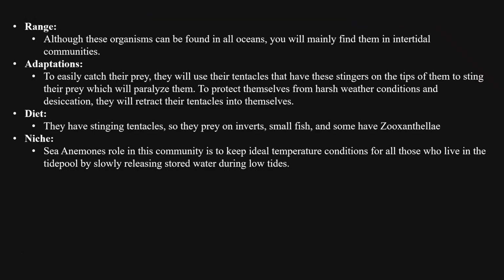They can be found in all oceans, but mainly in intertidal areas. They paralyze their prey by using the stingers on their tentacles. They feed on small fish, invertebrates, and some even have zooxanthellae. Their role in these communities is to keep the temperature ideal for all living organisms in the tide pool by slowly releasing stored water during low tides.